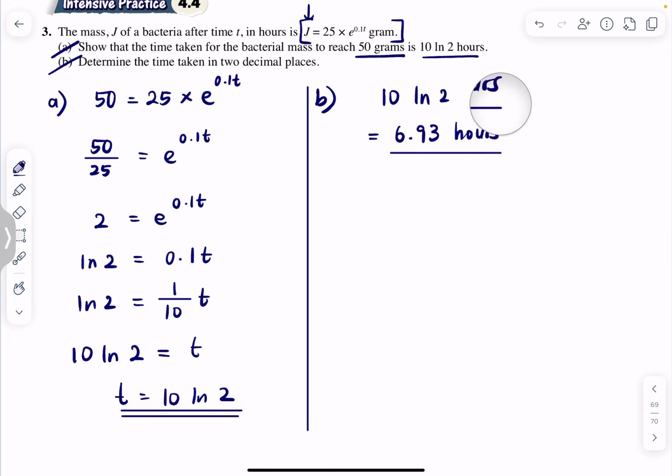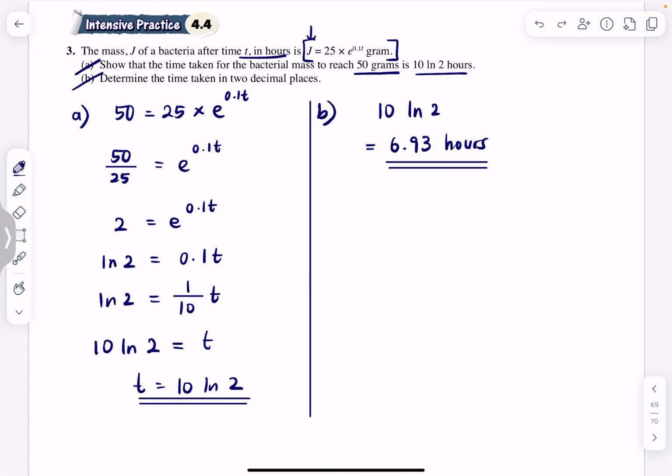Okay, remember t is in hours, so it's just hours. Sometimes t is given in days, so the unit will be days. That's it. Done.